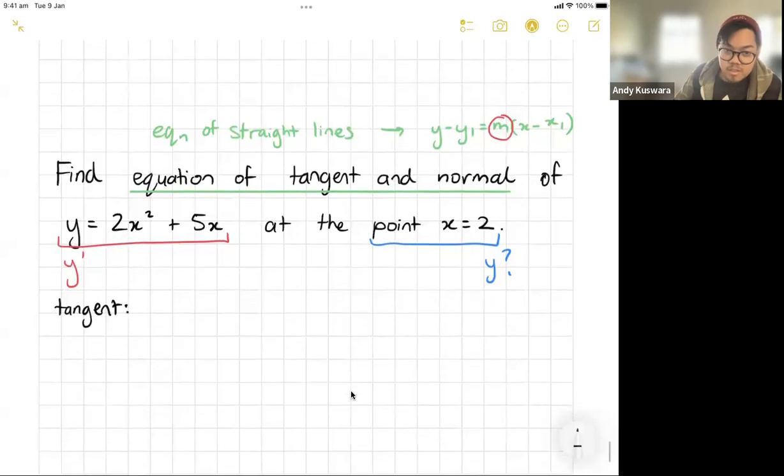So first things first, let's find the point. So I'll say at x equals 2. How do I find y?